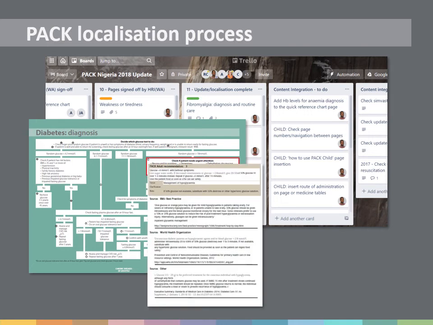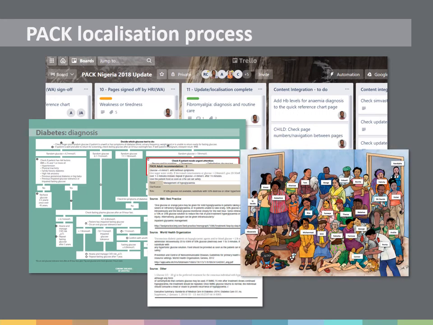Here you can see the black dots on the diabetes page are the numbers of recommendations that correspond to the evidence database report. Once the guide is complete, the case scenario curriculum is localized to reflect training needs and local health system issues.